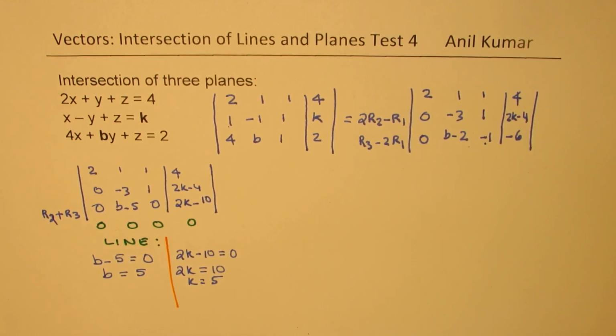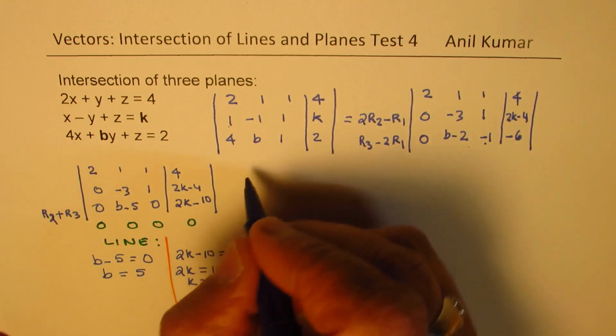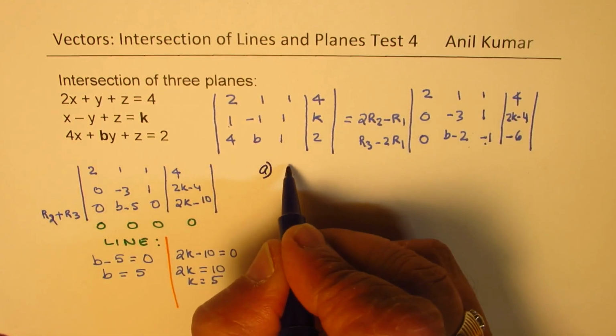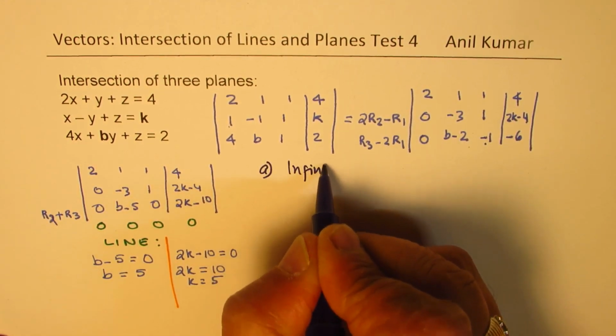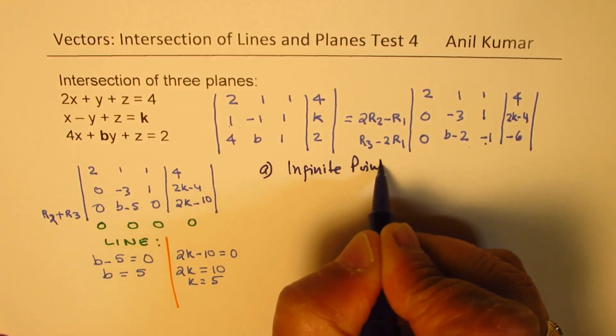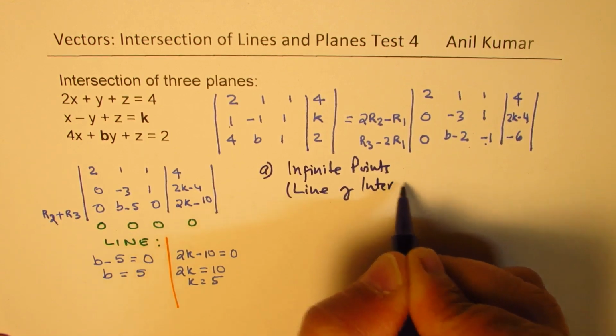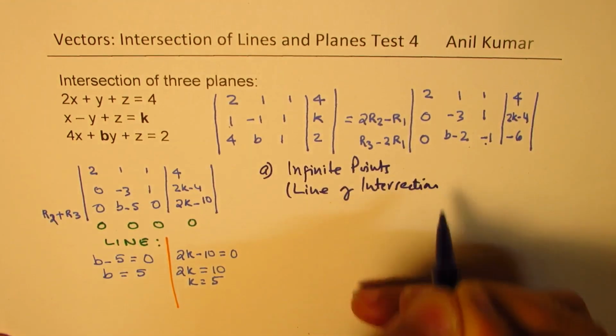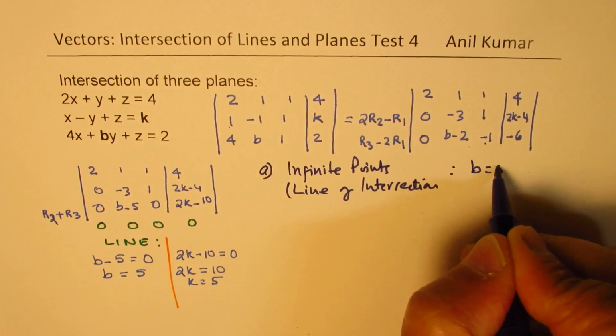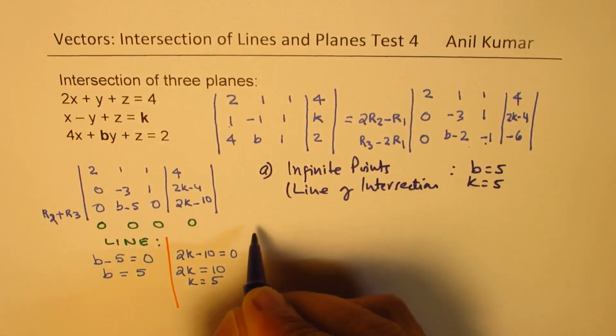Right? So we get both values of b and k as 5 in this particular case. So for a line, we get our solution. Let me rewrite this here, that for case A, infinite points means a line of intersection, and we get b equals 5 and we get k equals 5, right?